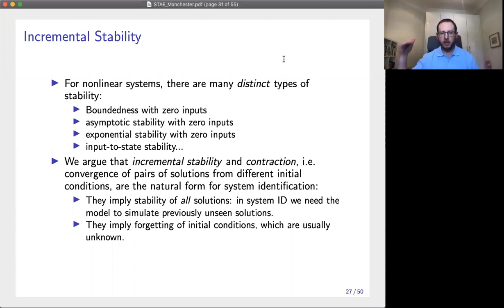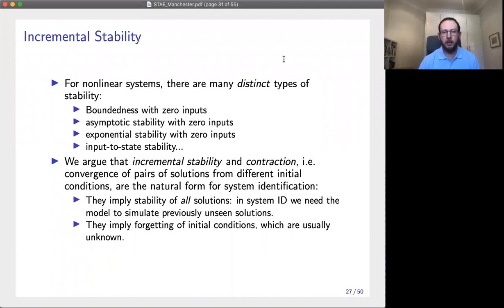Basically, this is the stability of pairs of solutions from different initial conditions, but with the same inputs to each other. These are, I think, natural because they imply global stability of all possible solutions, not just one that's known in advance, like standard Lyapunov methods. And in system ID, what we're usually trying to do is simulate the model with previously unseen inputs to generate previously unseen solutions. So it's useful that we just automatically get stability of all such solutions.